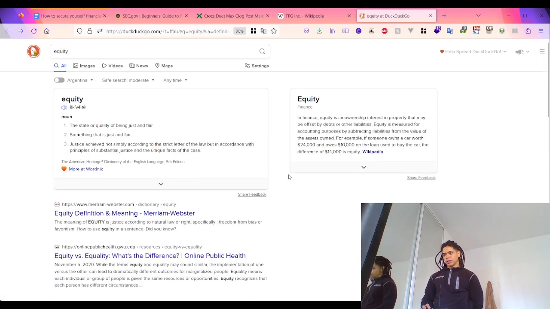But after all, equity is ownership. Ownership interest in property that may be offset by debt or other liabilities. So equity is a measure for accounting purposes by subtracting liabilities from the value of the assets owned. For example, if someone owns a car worth $24,000 and owes $10,000 on the loan used to buy the car, the difference of $14,000 is equity. That is the real value, the equity, right? It is the value of the asset owned.